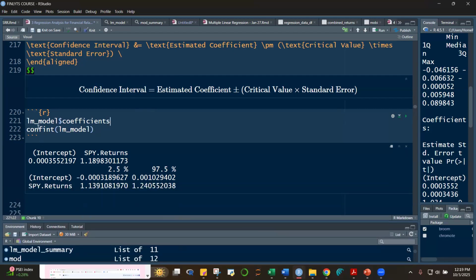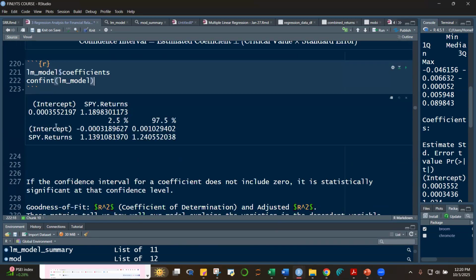Okay, and then let's get the confidence interval of our LM model. So if you run this, class, you'll have this. Your intercept is negative 0.0355. And then here is the confidence interval, class.